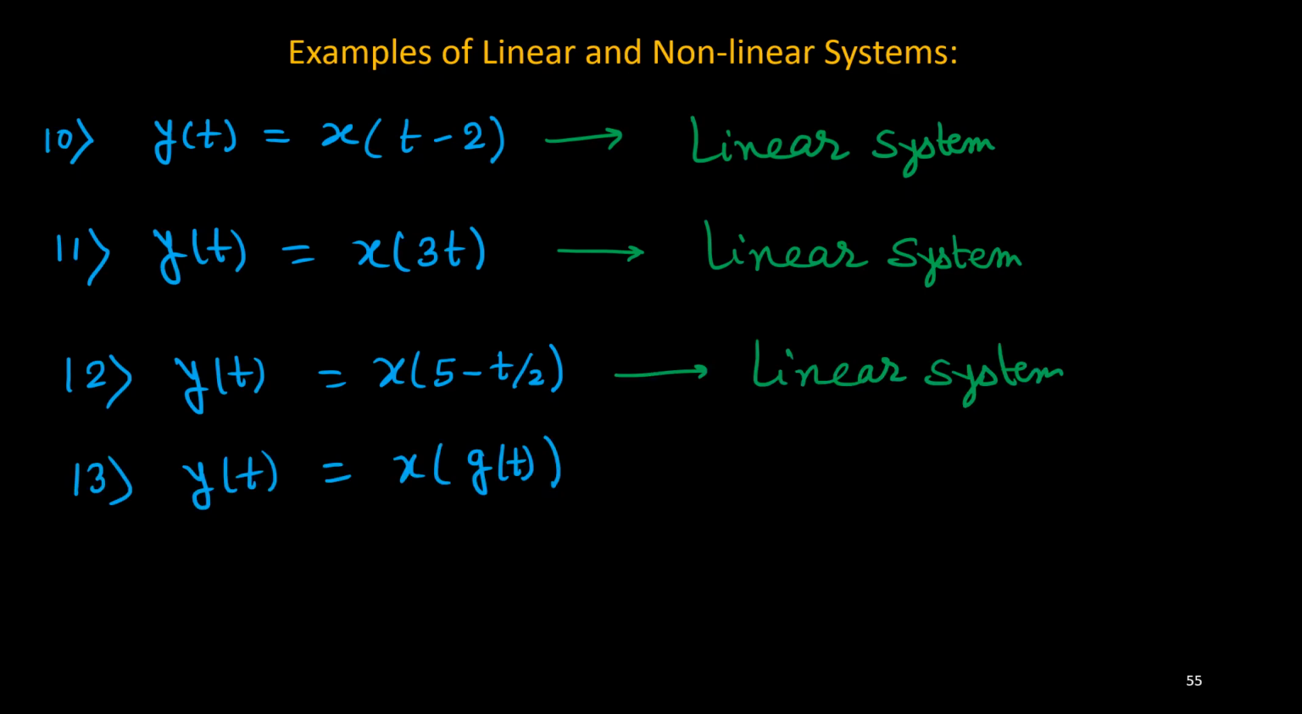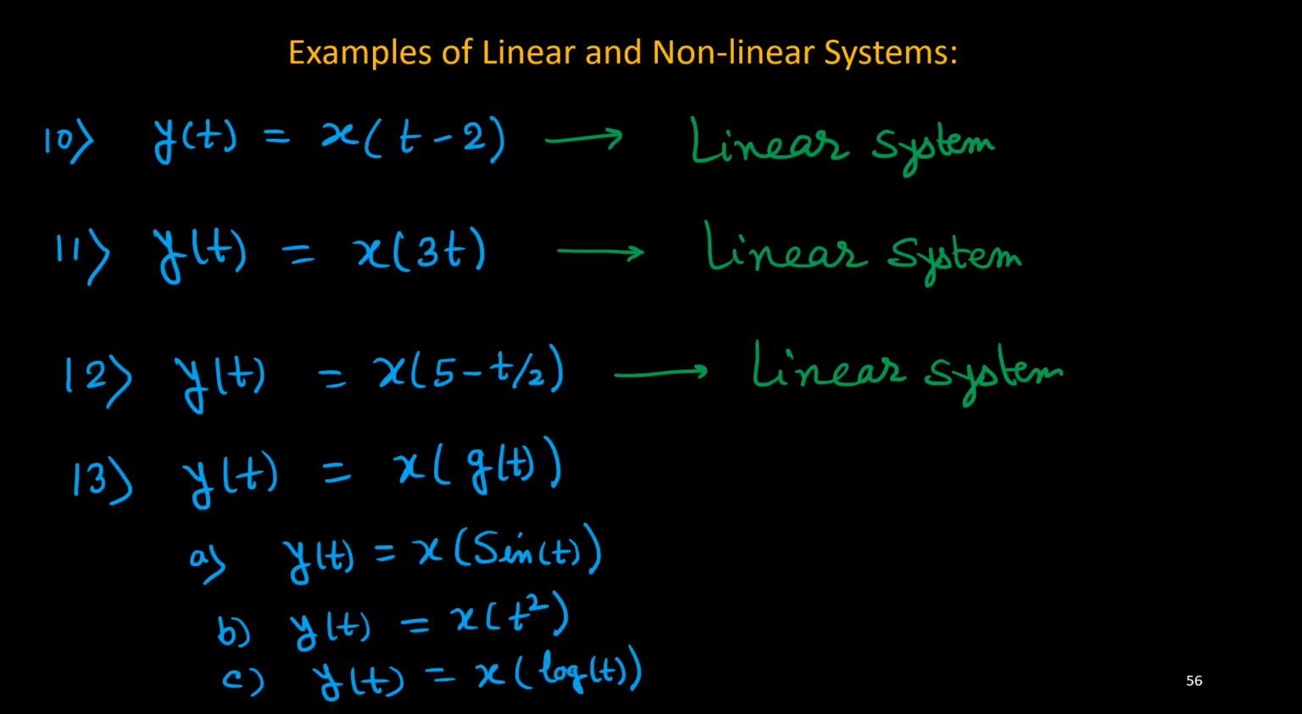So in general, y of t equals x of any function g of t. Here, within this one, x of some function g of t, and g of t could be anything like x of sine of t, x of t squared, x of log of t, it does not matter. It is only x of g of t. Then these systems are all linear systems, right?